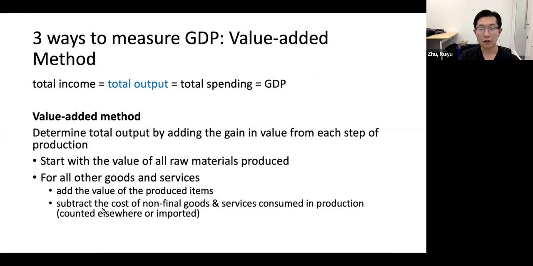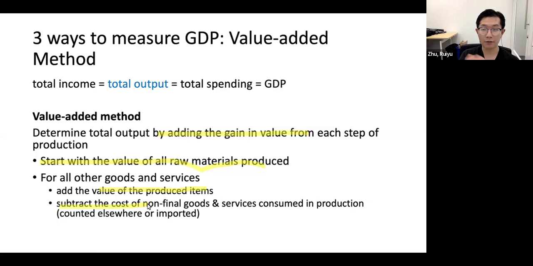Also, we can go from the production side to calculate the value added in each industry to get the total output values. So how to do that? We want to determine the total output by adding the gain in value from each step of the production. So we start with the value of all materials produced, and for other goods and services, we add the value of produced items and subtract the cost of intermediate good inputs, right?